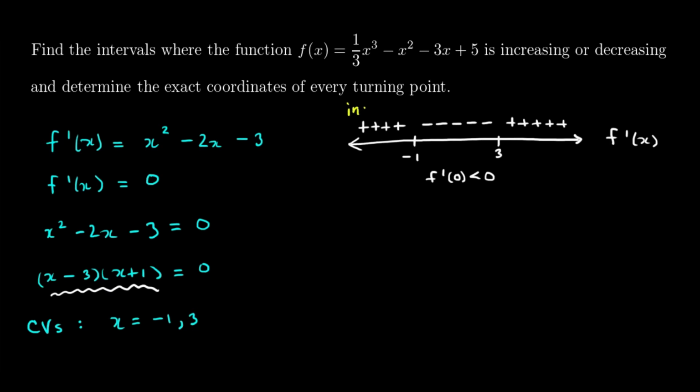So before we do that, I'm just going to say we have an increasing function to the left of -1, since all those positives, of course, correspond to positive tangent slopes. Then we have a decreasing function. And then we're back to some positives. Then we have an increasing function.